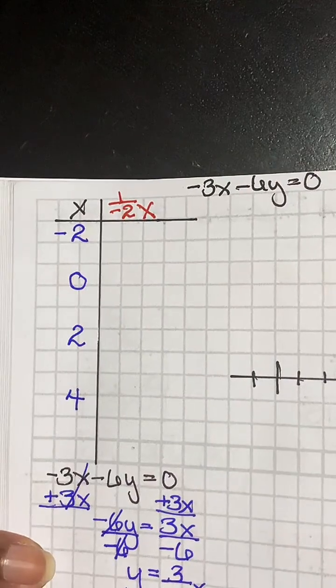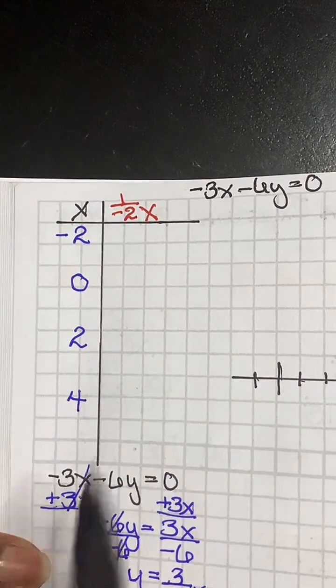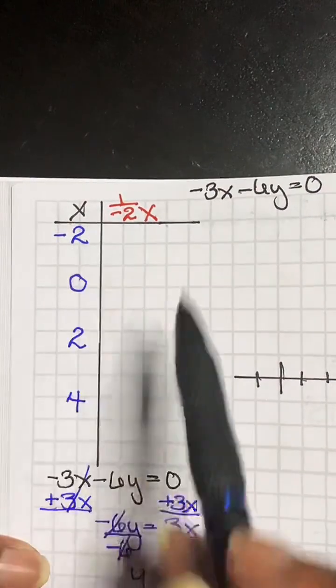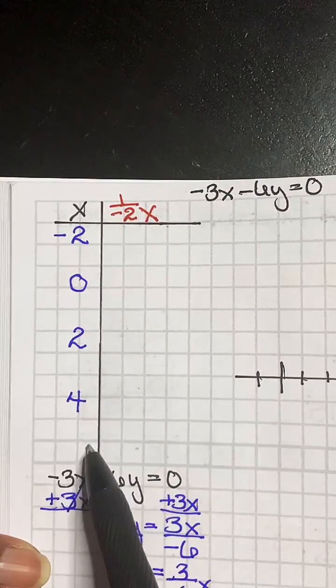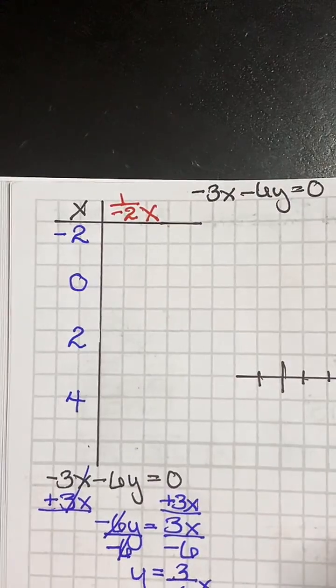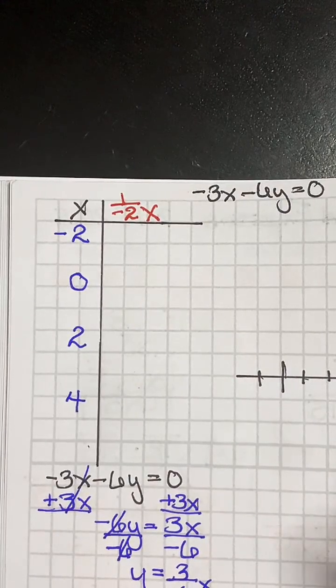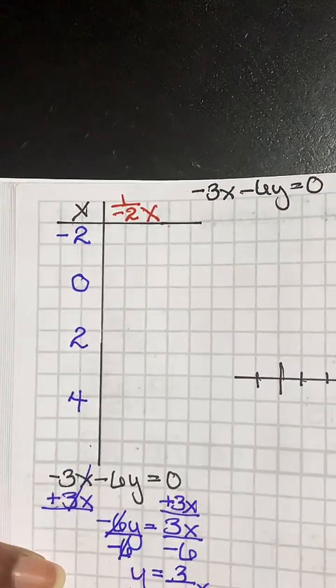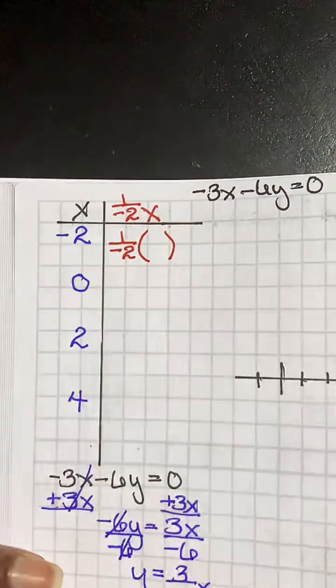Now, if you have a teacher that says I need 5 points, you can either do a negative 4 or you can do a positive 6, so you can make your whole 5. But remember, all you need is 2 points. The minimum you need to draw a straight line is 2 points. So all we're doing is substituting. So we have 1 over negative 2, and we're multiplying by negative 2.